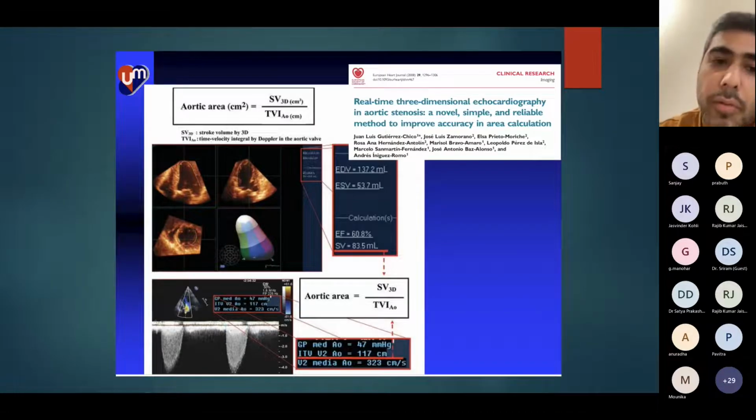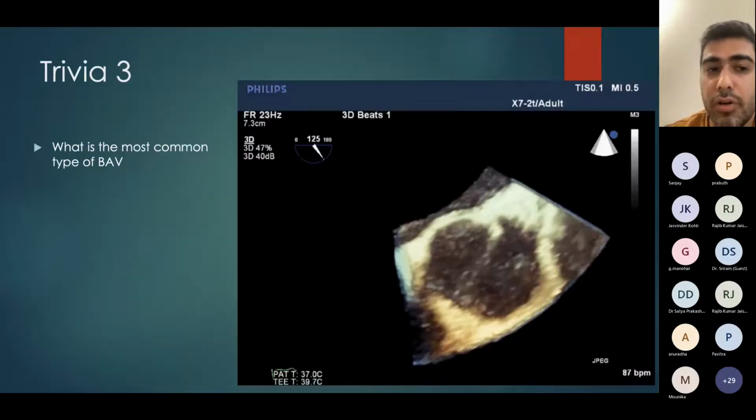Another upcoming area of research is to calculate the aortic valve area using 3D echo, in which instead of the flow, we measure the stroke volume using 3D echocardiography, and divide it by the velocity time integral of the aortic valve. It is basically used to eliminate the errors in the measurement of the flow through the aortic valve, caused by the measurement of the radius as it is squared. So real-time 3D echocardiography also has another important role in identifying the aortic area by adding Doppler to it.